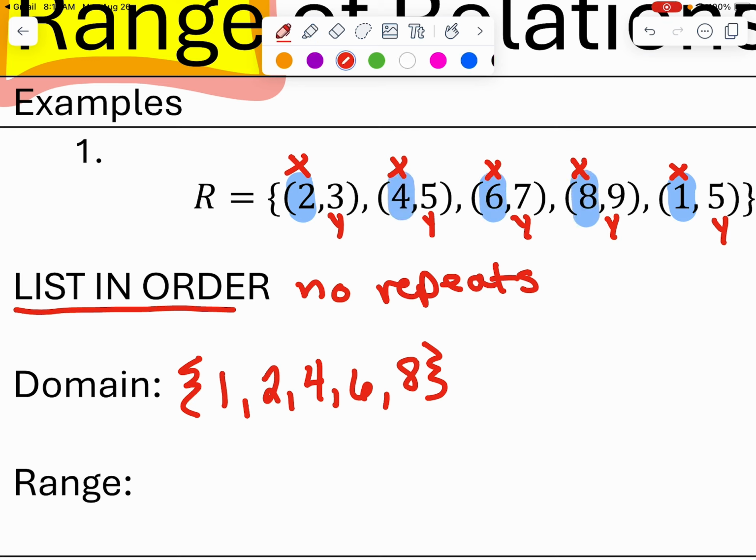And I'm going to do the same thing for my ranges. I'm going to start with the smallest range. Let's see, where's the smallest range? 3.